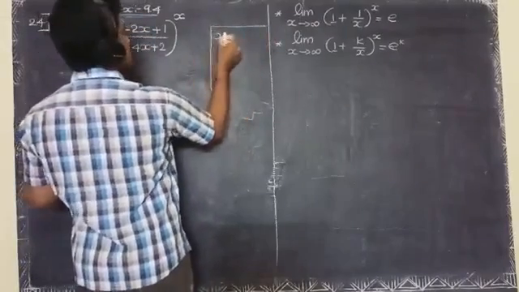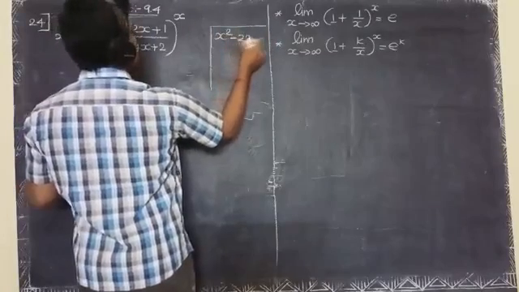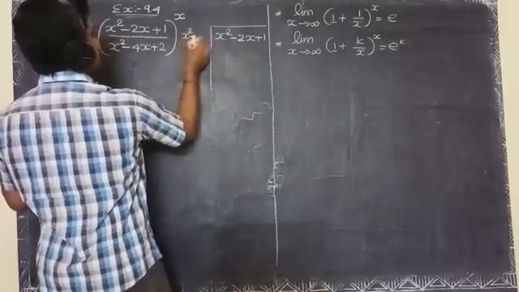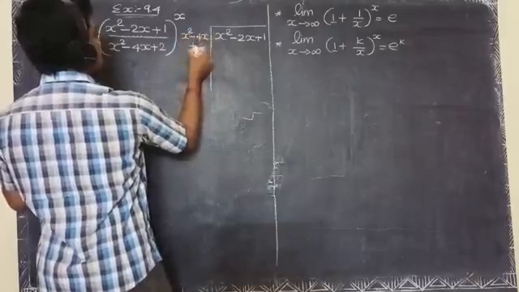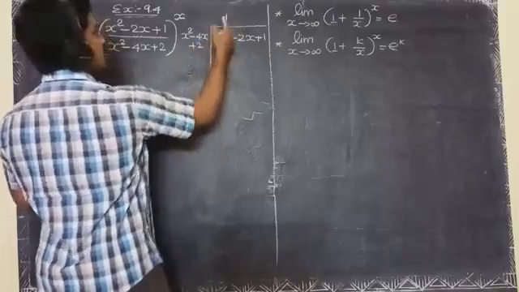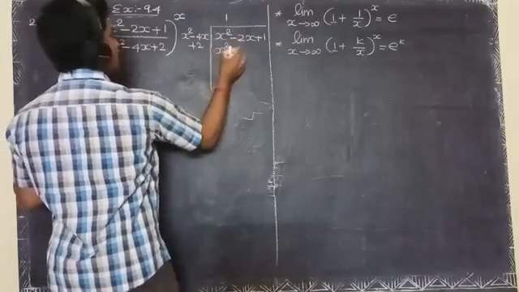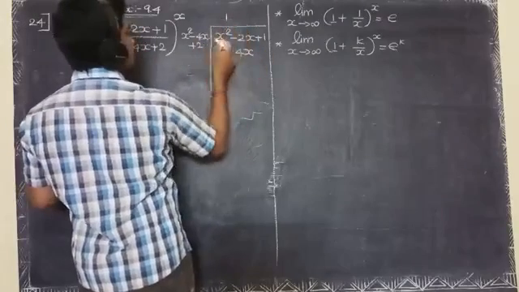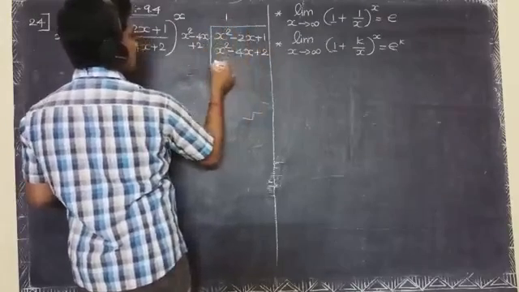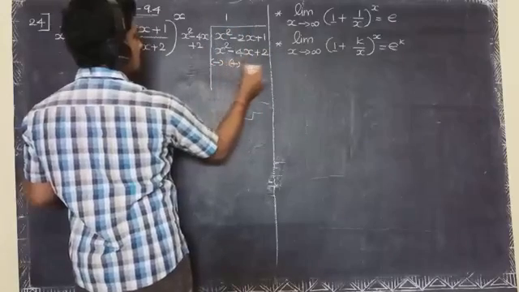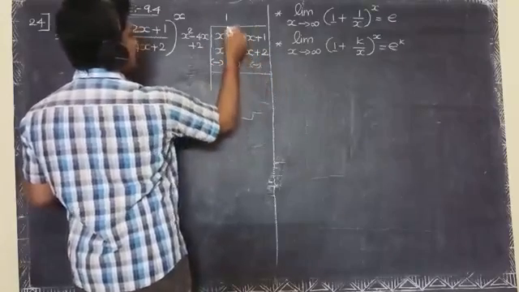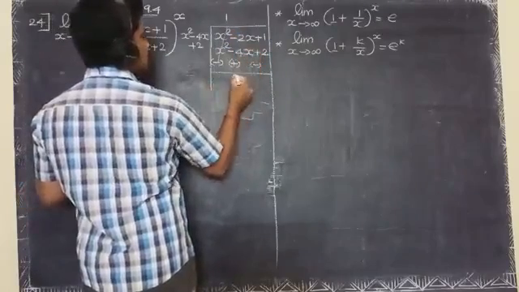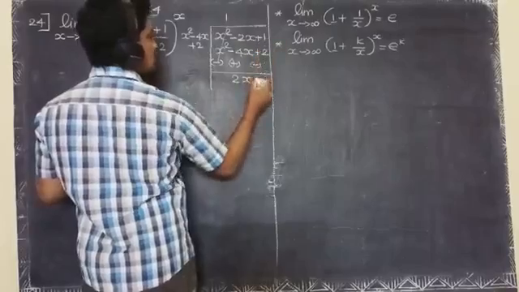x square minus 2x plus 1 is divided by x square minus 4x plus 2. Only 1 times: 1 into x square, 1 into minus 4x is minus 4x, 1 into 2 is plus 2. Change the signs to minus, plus, minus. Here the x square terms are cancelled. Plus 4x minus 2x is 2x. Minus 2 plus 1 is minus 1.